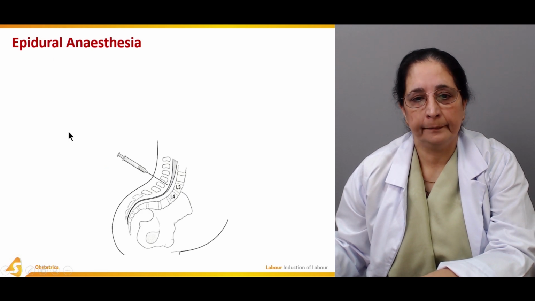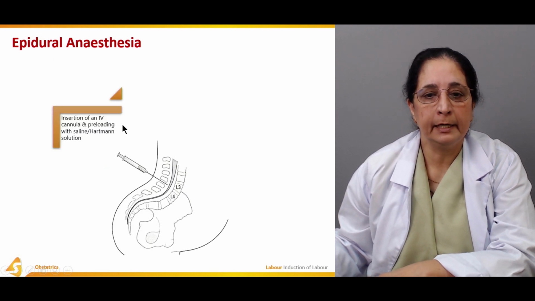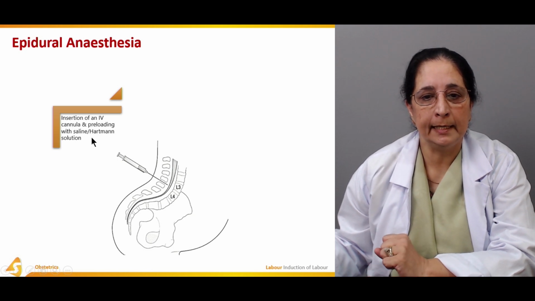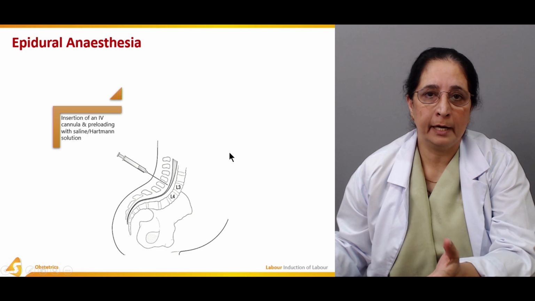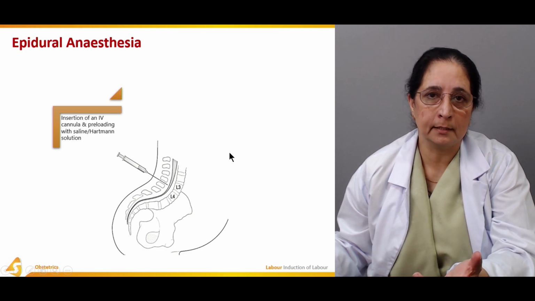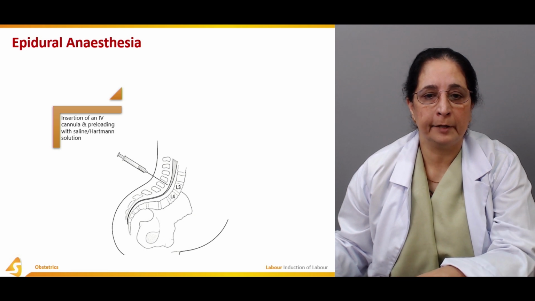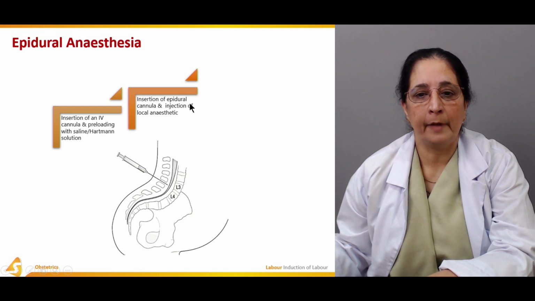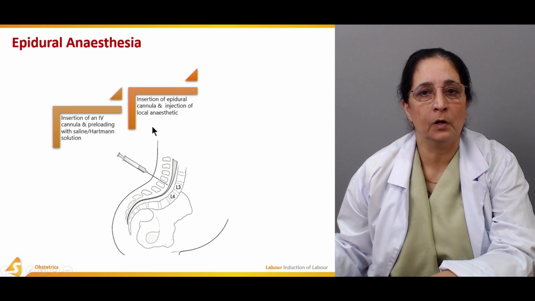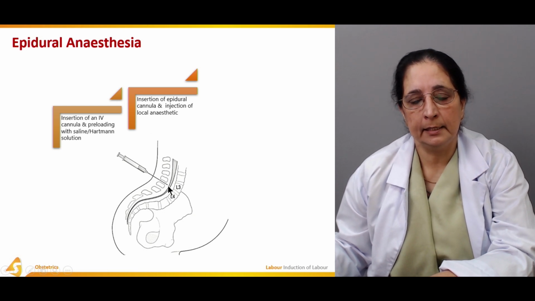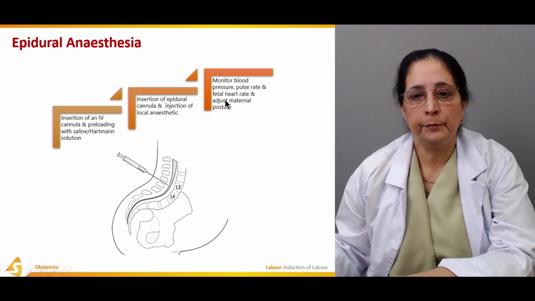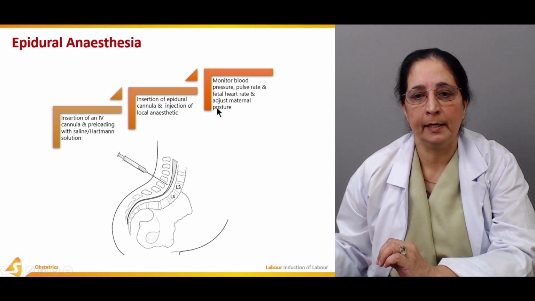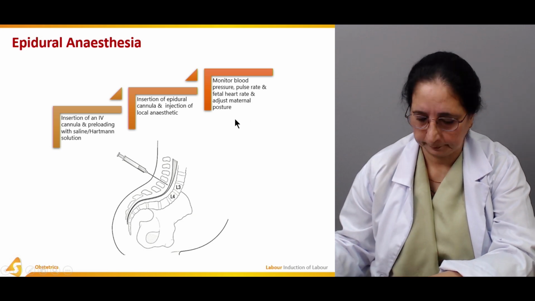Epidural anesthesia: insertion of an IV cannula and preloading with saline and Hartmann solution. So the IV cannula is inserted in the vein and preloaded with saline and Hartmann solution. Then insertion of the epidural cannula and injection of local anesthetic between L3 and L4. Monitor blood pressure, pulse rate, and fetal heart rate, and adjust the maternal posture.